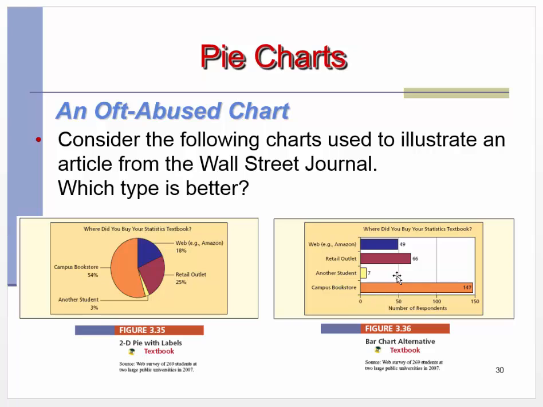Or you can use bar charts like this. Which one do you think is better? I would say probably this is better. It's more intuitive, more clearly showing the numbers.